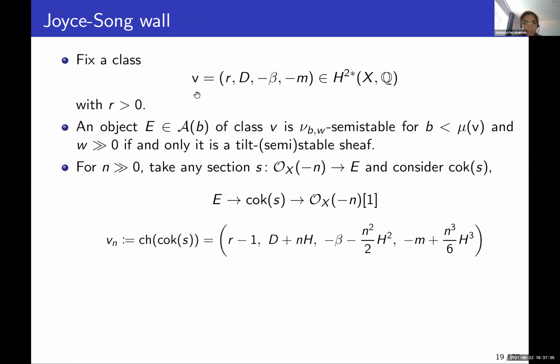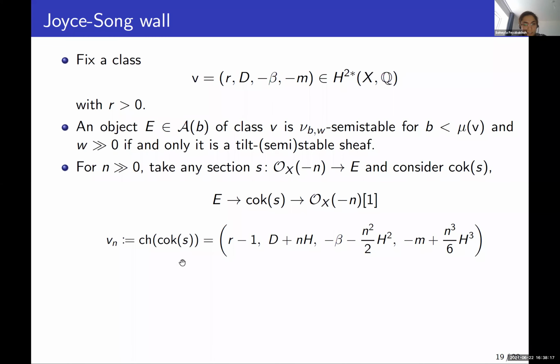So just take n very large and any section s from O_X(-nH) to E. We know that both these two sheaves are torsion free. That's why s is injective. And we look at the cokernel of s, okay? We know the cokernel of s lies in this exact triangle in the derived category, but we can choose this real number B such that this exact triangle lies in this abelian category A_B. So it's a kind of short exact sequence in our abelian category.